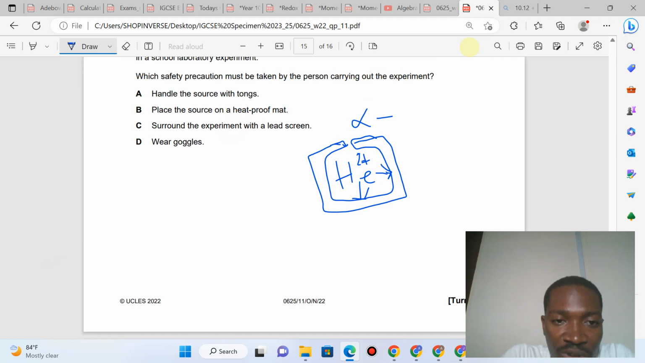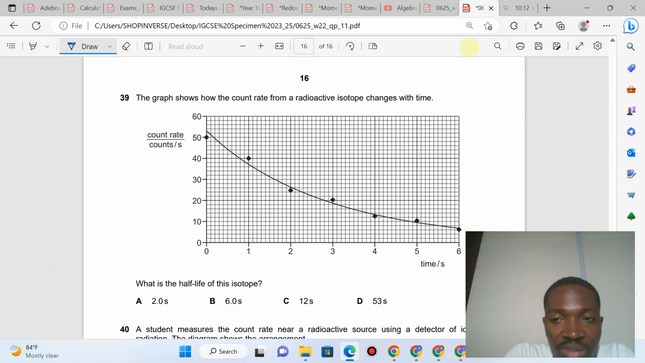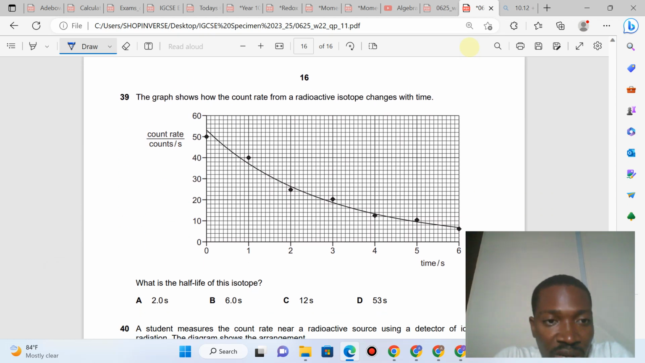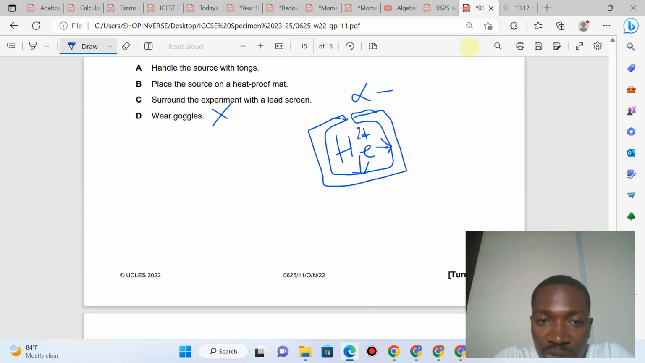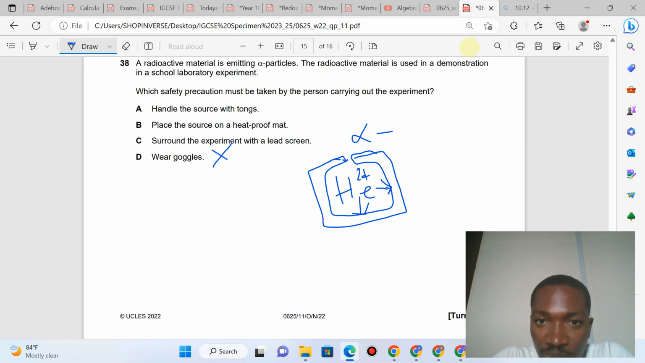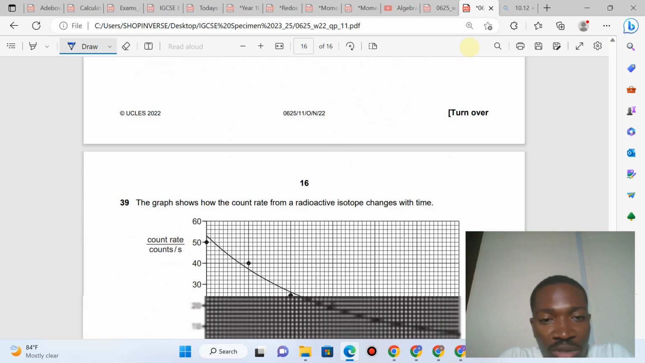Option D, wear goggles, of course not. Goggles have no effect on this, okay? Of course, when you wear a lead suit, you can also wear goggles that are made of materials that can shield you from this. But wearing only your goggles has no effect when your entire body is exposed to radiation. That's why you are not picking goggles.